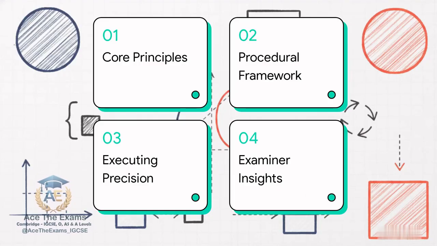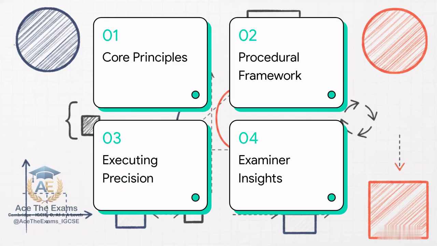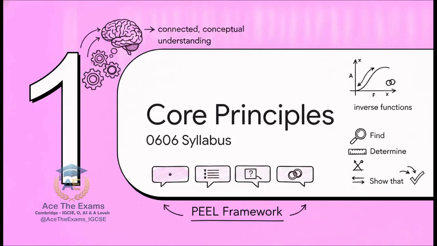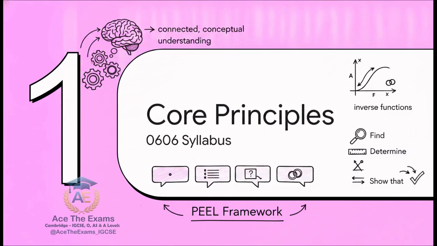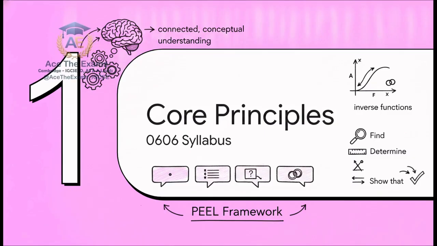To achieve that transformation, we are going to follow a strategic playbook today. We'll map out the core mathematical principles, establish a procedural framework, look closely at executing with precision, and finally cover examiner insights and pitfalls. Let's dive right into Section 1, Core Mathematical Principles. The 0606 syllabus is explicitly clear that top-performing candidates move well beyond rote memorization. They build connected, conceptual understanding that transfers seamlessly to unfamiliar contexts.